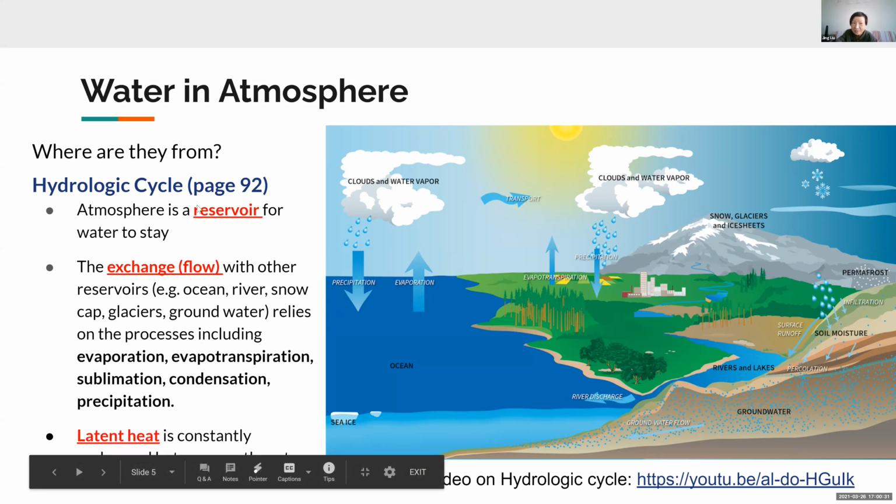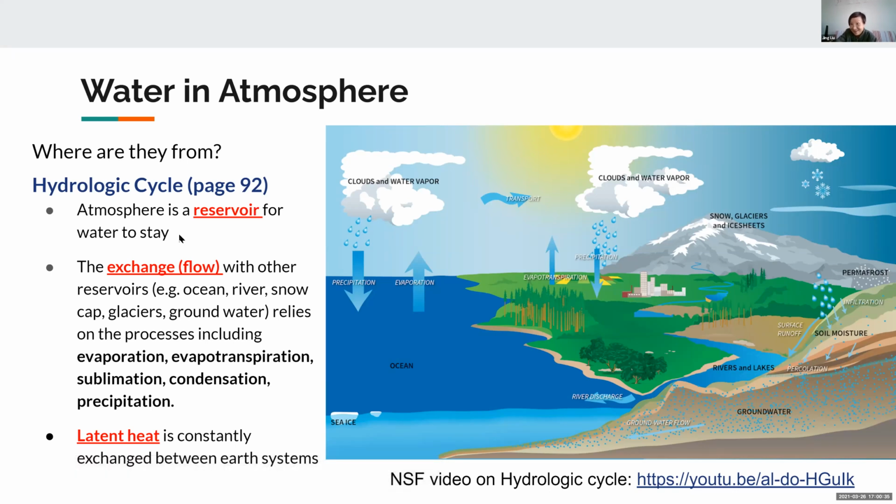So the atmosphere is a reservoir for water to temporarily stay. They cannot stay there forever. That time we call residence time. Residence time is how long they can stay there. Actually, it's very, very short, like a few minutes or up to days. But compared to groundwater, water can stay there for thousands of years.